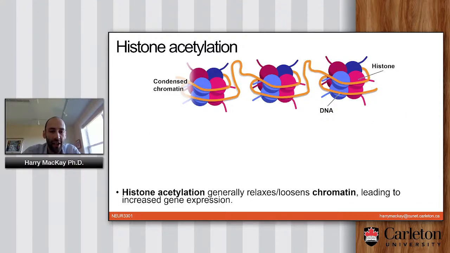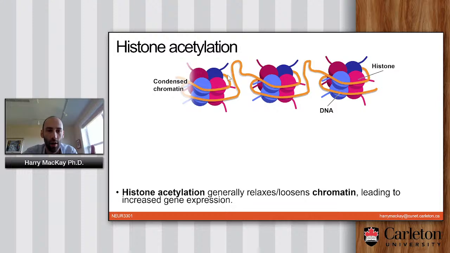So histone acetylation, as I was saying, tends to relax or loosen up the chromatin, leading to increased gene expression. Chromatin can be in different states of relaxation. You can have it very packed together, and genes located in packed together regions of the chromatin don't tend to be expressed very highly. So that's a picture of this here.